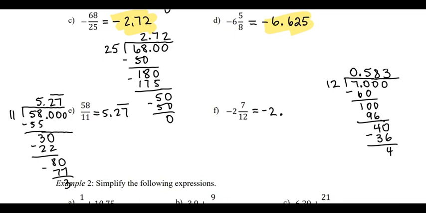And now I see my pattern. It's going to be another 40, another 36, and so forth. So the 3 gets to be repeated. So that's our answer, -2 point, and then the decimal part, 5, 8, and 3, which is repeating. So these are our answers for the problems.